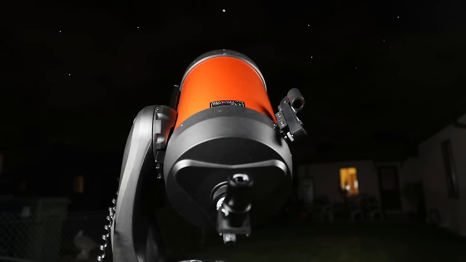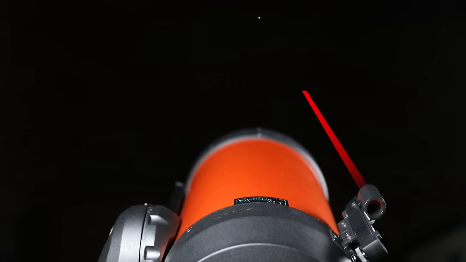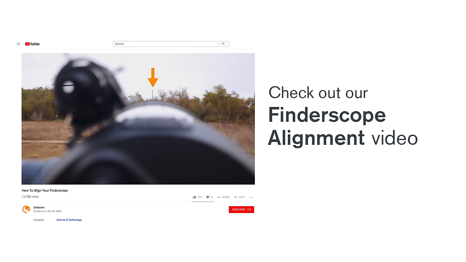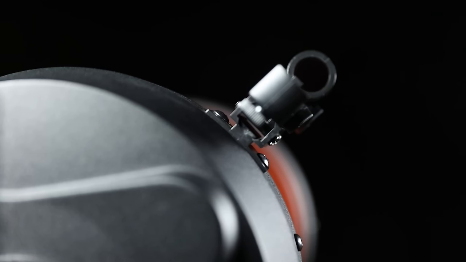Before you begin, prepare your telescope with a wide-angled eyepiece. We recommend using the lowest magnification eyepiece that you have, ideally one with a focal length of 25 millimeters or longer. Make sure your finder scope has been properly aligned with the optical tube. If you need instructions on how to do this, check out our finder scope alignment video, linked in the description box below. Turn on the finder scope.